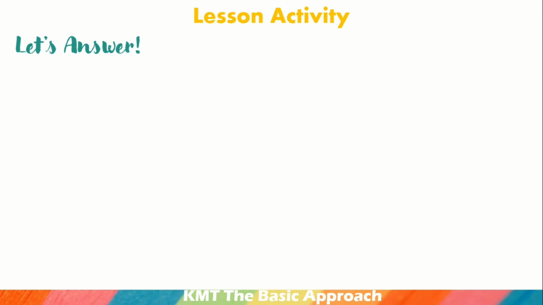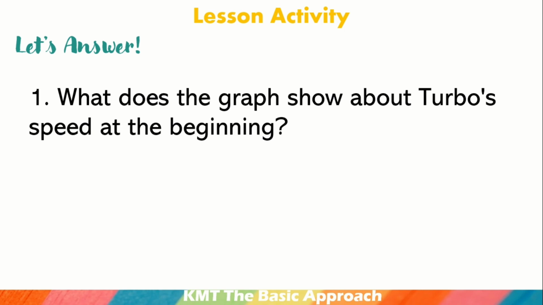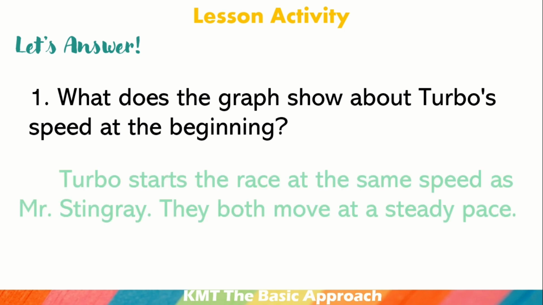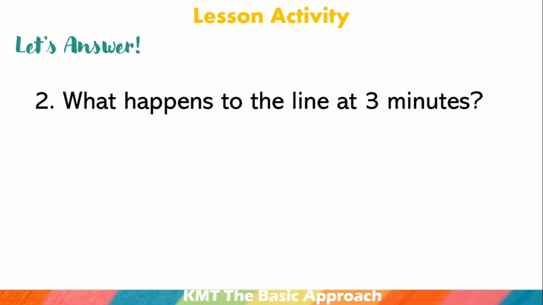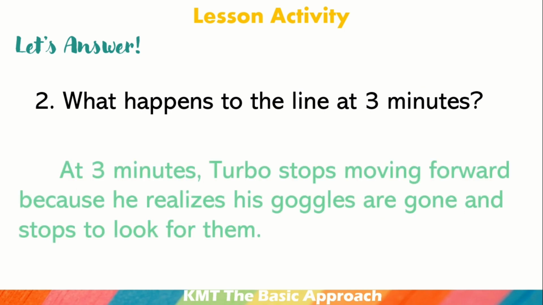Now let's answer. Number 1. What does the graph show about Turbo's speed at the beginning? Correct. Turbo starts the race at the same speed as Mr. Stingray. They both move at a steady pace. Number 2. What happens to the line at 3 minutes? Good job! At 3 minutes, Turbo stops moving forward because he realizes his goggles are gone and stops to look for them.